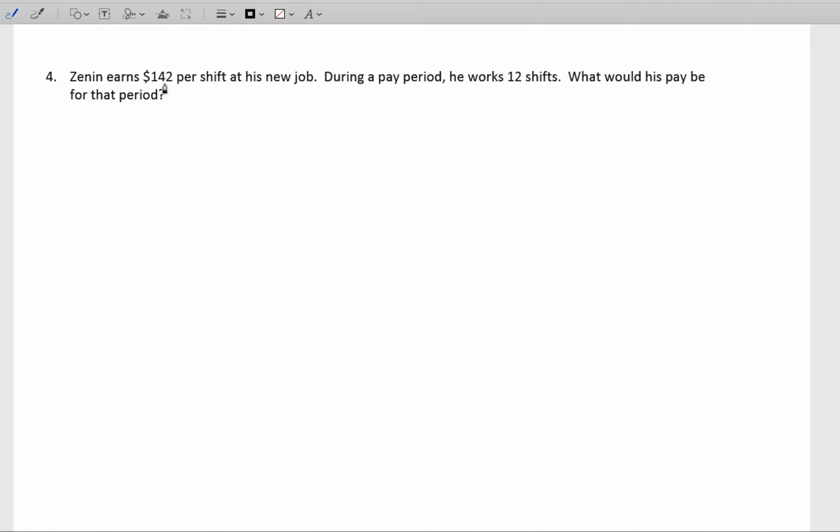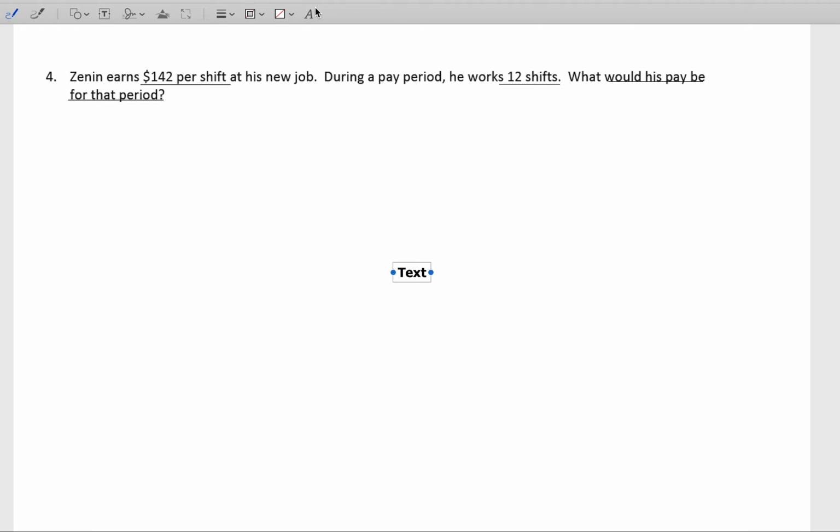So I'm thinking in my head right now that my answer is going to have to increase, meaning that my number is going to be larger than 142 and larger than 12, because if I'm talking about how much money he's making for those periods of work, it's going to have to be a larger amount than what he would make in one shift. So I have $142 per shift, I know that 12 shifts are worked, and I'm trying to figure out what his pay would be for that period.